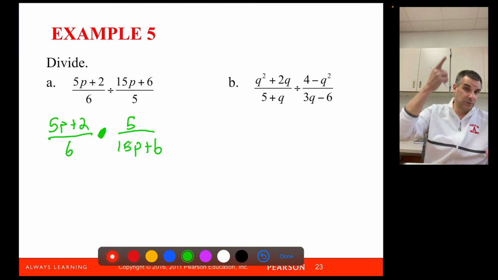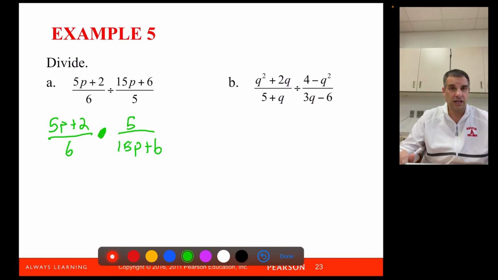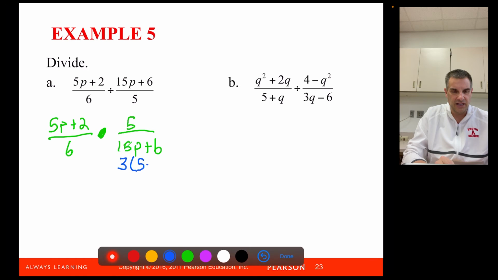Now we go back to what we just talked about when we're talking about multiplication. We look to see if any of them can be factored. Okay, for the first one, 5p plus 2, nothing can be factored. 6, obviously nothing can be factored. 5, nothing can be factored. 15p plus 6, they have a common factor of 3. So this time I'm just going to write it underneath it. So if I take a 3 out of there, 15 divided by 3 is 5, so that gives me 5p, plus 6 divided by 3 is 2.